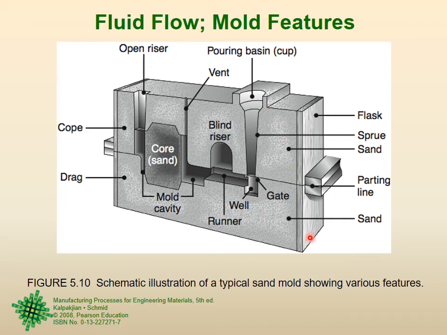If you see now, this outer portion, maybe a metal, maybe a wooden piece, this side, that side. So this is a box. This is a box inside which the whole mold is there. This is called a flask.